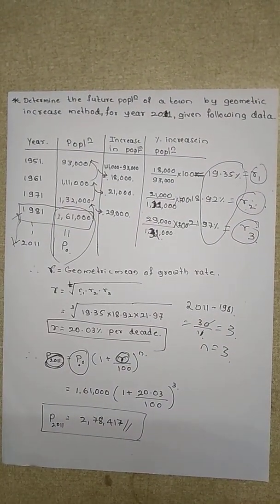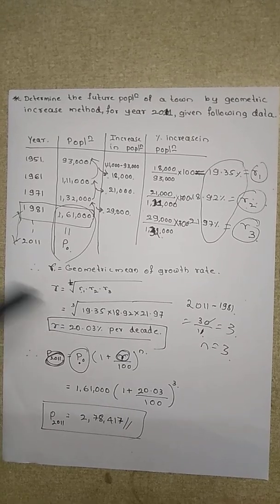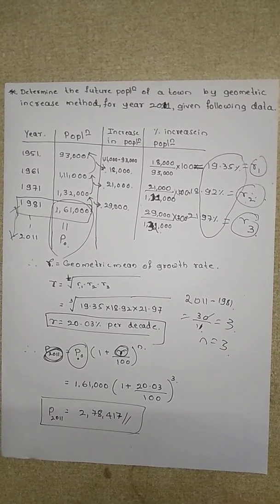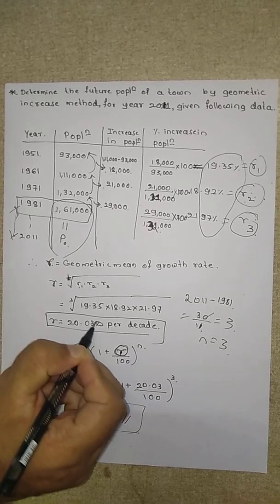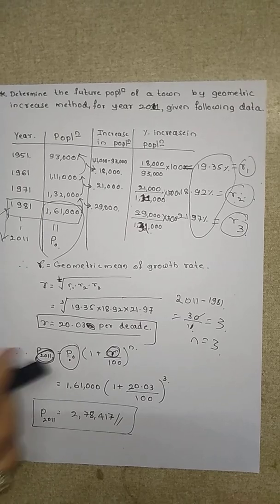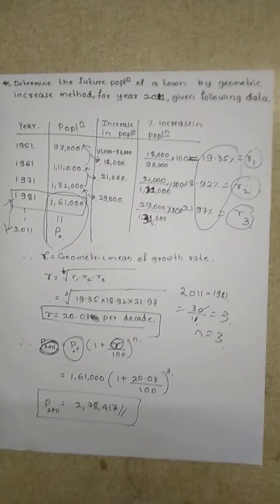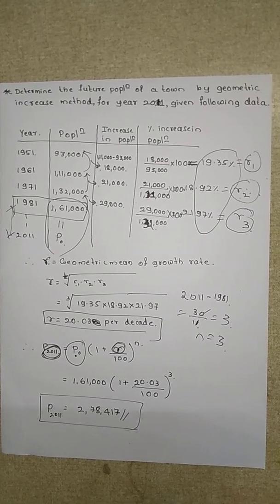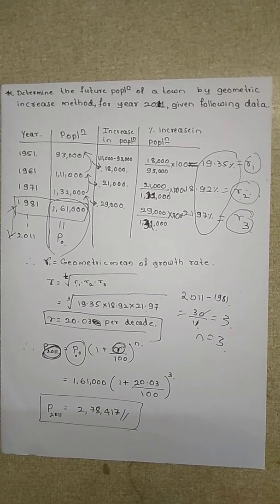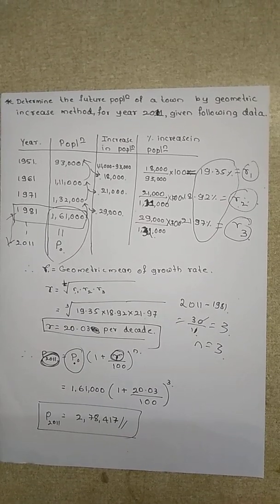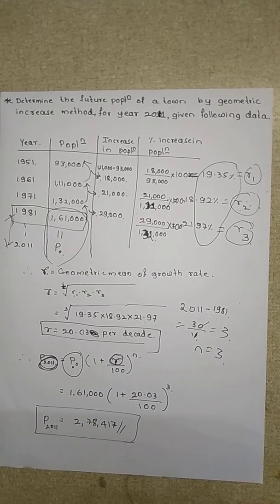T is nothing but the number of decades. So T is 3, and R is equal to 20.03. So we know P naught and we know N. So we found out P at 2011 is equal to 2,78,417. So this is how we have done the problem on the geometric increase method.